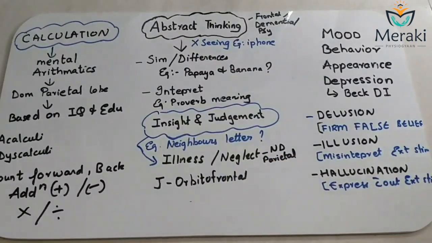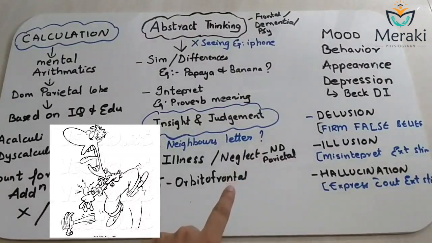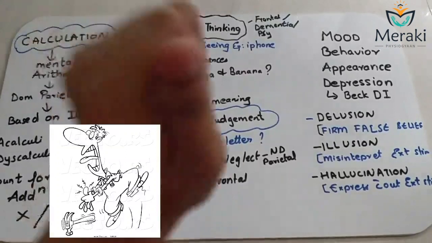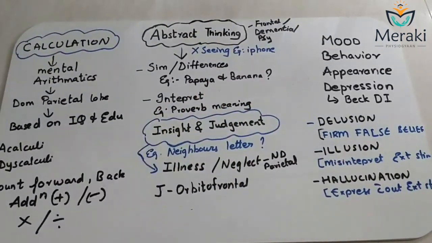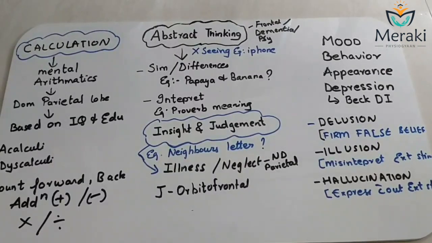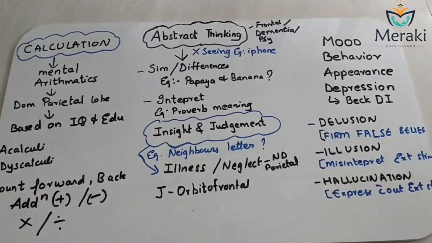Illusion is misinterpretation of external stimulus. For example, even if you are gently touching the patient, they would imagine that you're not touching, you're actually hitting them with the hammer. Or if they hear any sound, they will imagine that somebody is swearing at them.